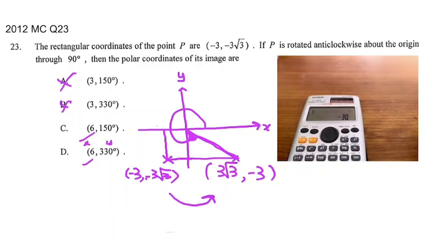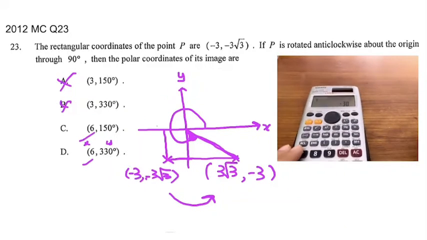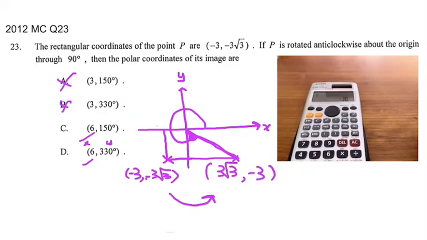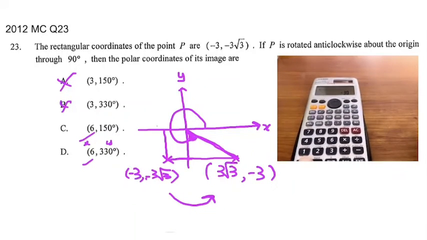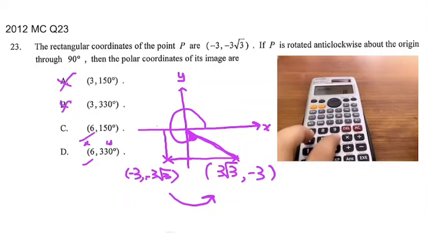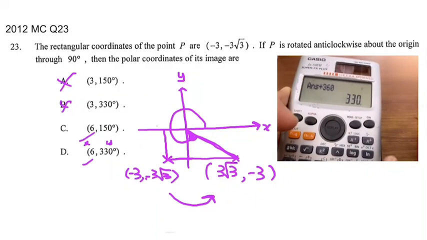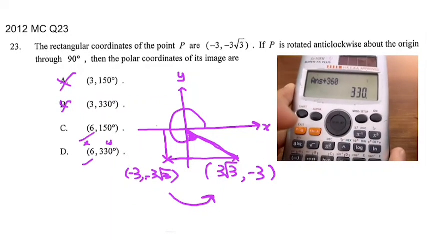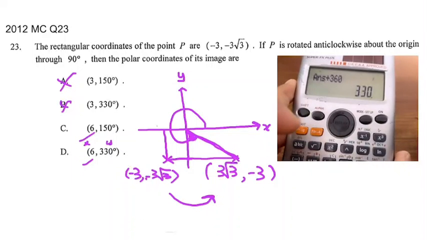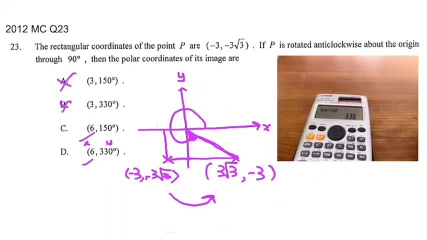But then we don't have this choice, right? So whenever you have a negative answer, just add 360. You will only need to do this when it's negative, or else you can get the answers directly. So that's why your answer is D. Yay! So that's all for this question.